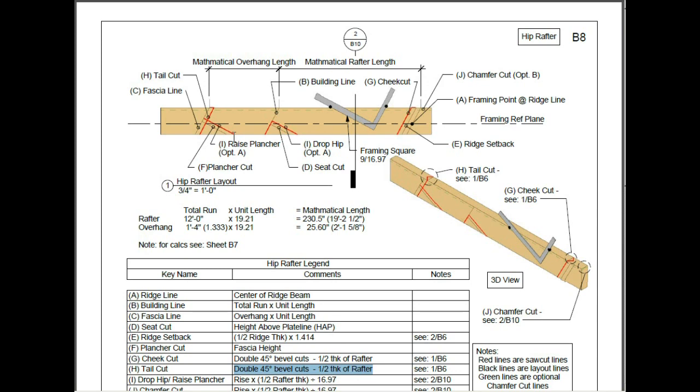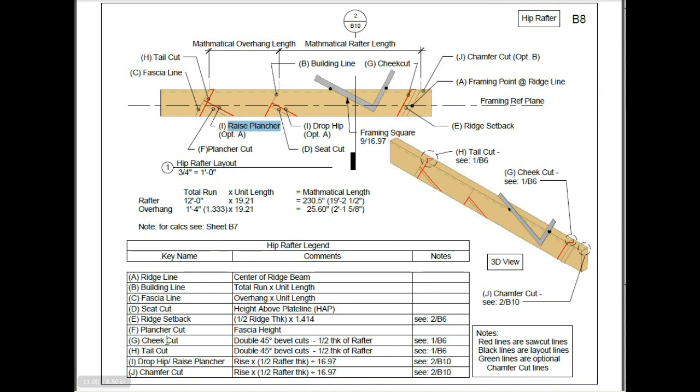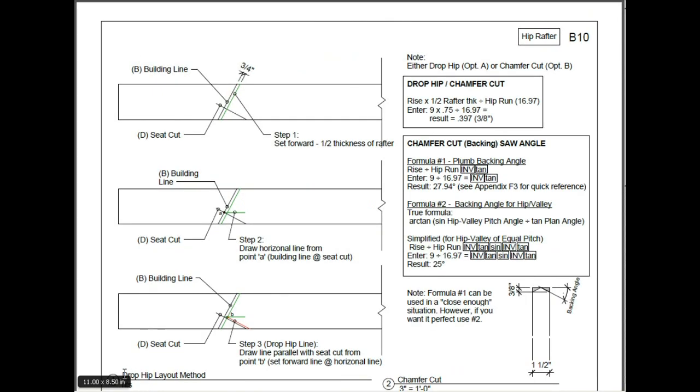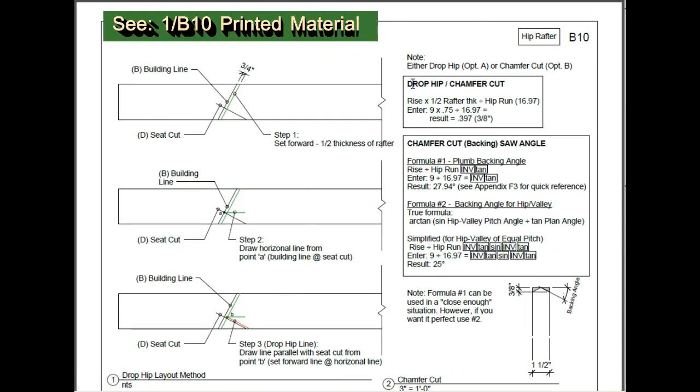And now we're going to take a look at the drop hip. This is the same measurement as the raised plancher. The formula for the drop hip will be rise times 1/2 the rafter thickness divided by 16.97. Now there's two ways to arrive at this formula. You can do a layout method on site, just following these steps, or you can do a mathematical calculation.